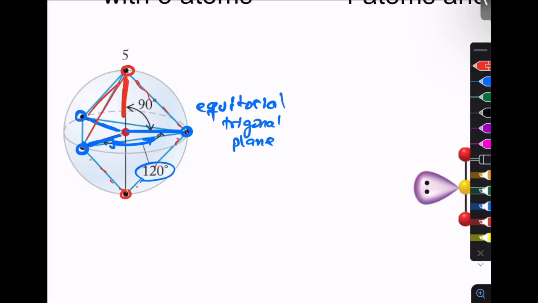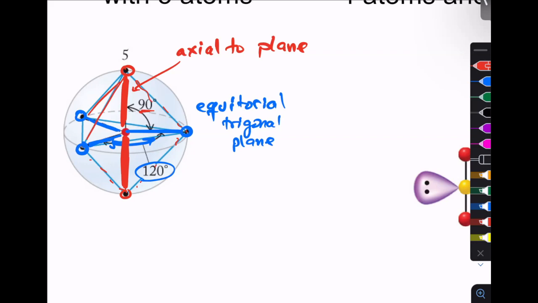Now the bond angle, there's really only 5 bonds here. So let me draw those. The 3 that are in blue, that's in the trigonal plane. And then we have 2 that are axial to that plane. And when they're axial to the plane, that's at a right angle, 90 degrees to the plane.